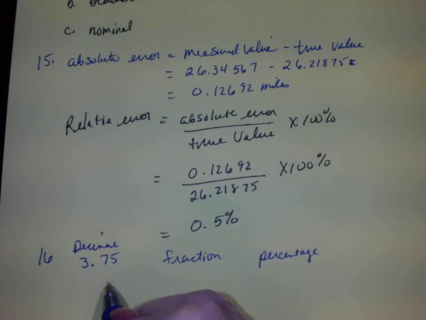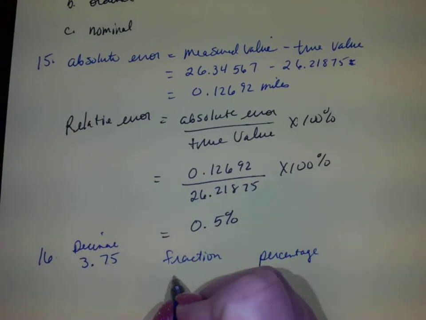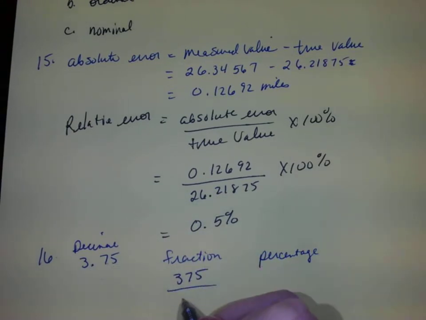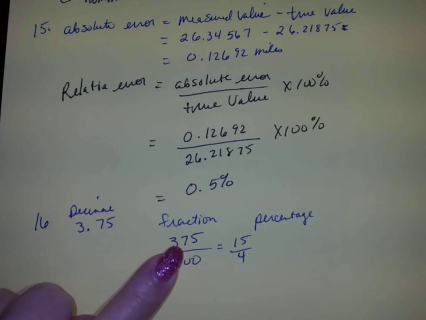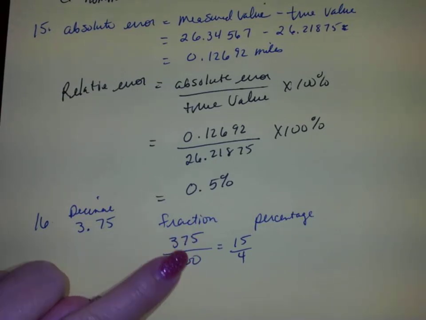So if I'm going to put it over 100, though, I've got to move my decimal place. So it'll be 375 over 100. And I'm going to want to reduce that down to 15 over 4. Okay? They both divide. You can see that they're both going to divide by 5s.